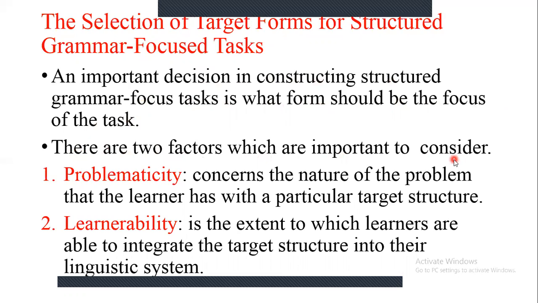So what are the factors? Number one is the problematicity. What is the problematicity? It concerns the nature of the problem that the learner has with a particular target structure. For example, the learner has a problem with the passive, so then you select the passive. This is the problematicity.